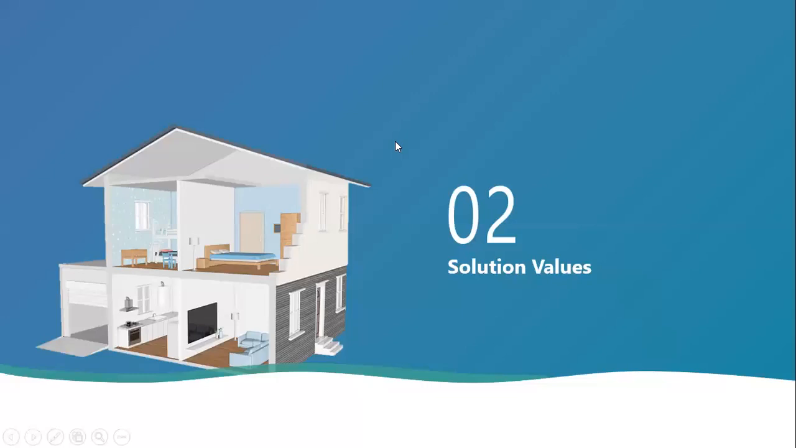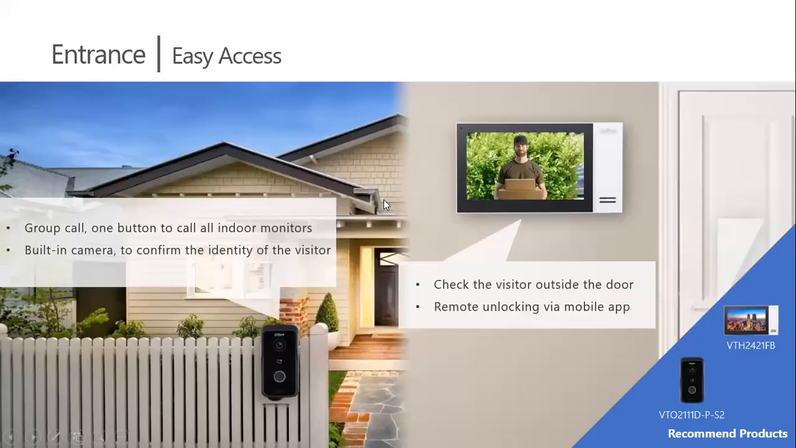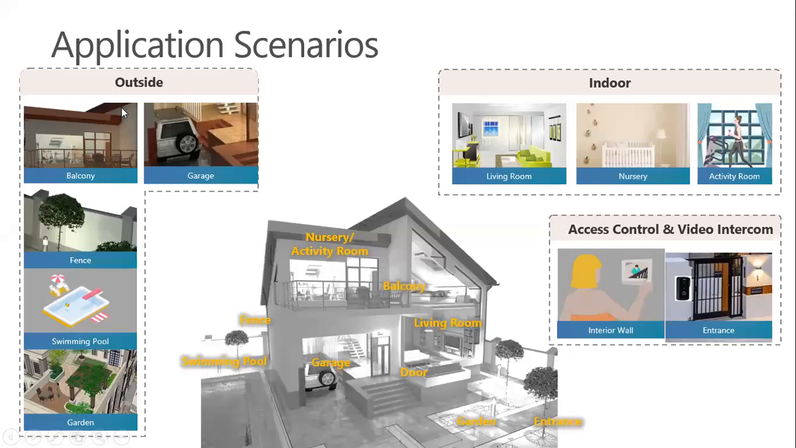So that also provides a solution for the villa. We can check the advantages later, and some of the application scenarios for our smart villa configuration include situations like balcony, garage, fences, swimming pool. So it's not only video intercom, but we'll get to know the products that are available for that scenario.